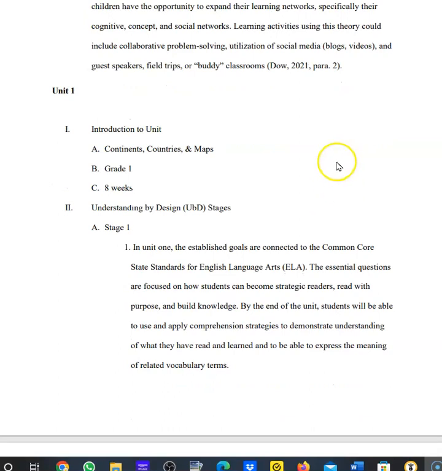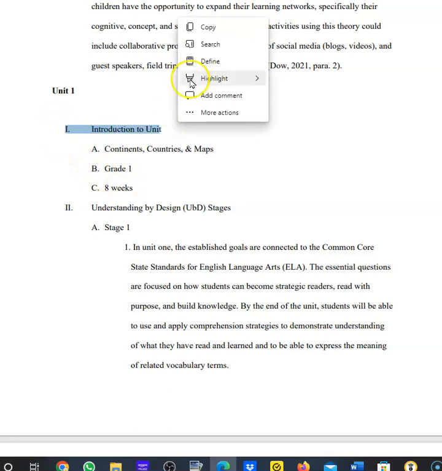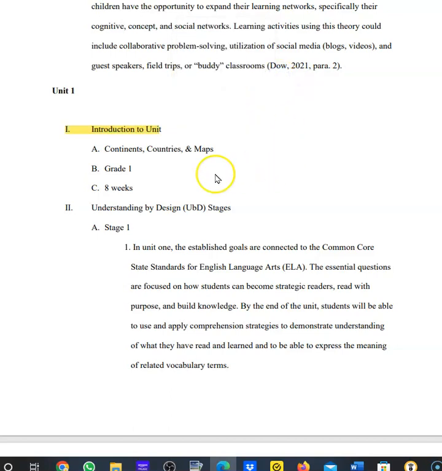Now we're going to get into the specifics of Unit 1. And please notice that we're going to have you do the introduction to the unit, and that's Roman numeral 1, and then just ABC, and just list the answers here. The title is going to be Continents, Countries, and Maps. The grade level is grade 1, and it's 8 weeks long.